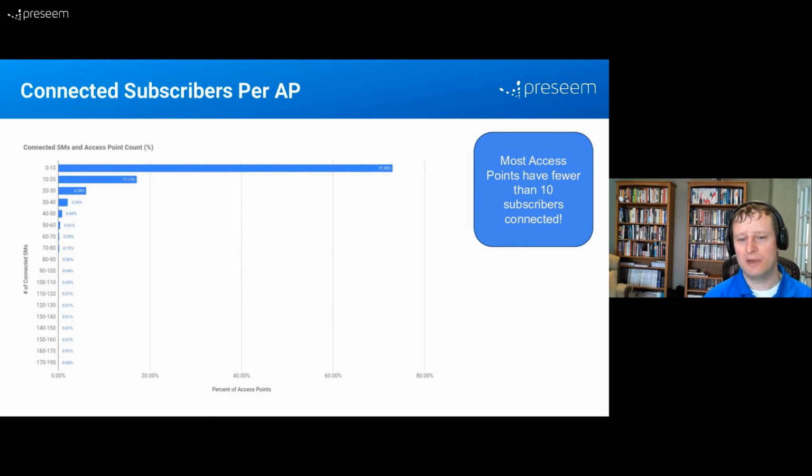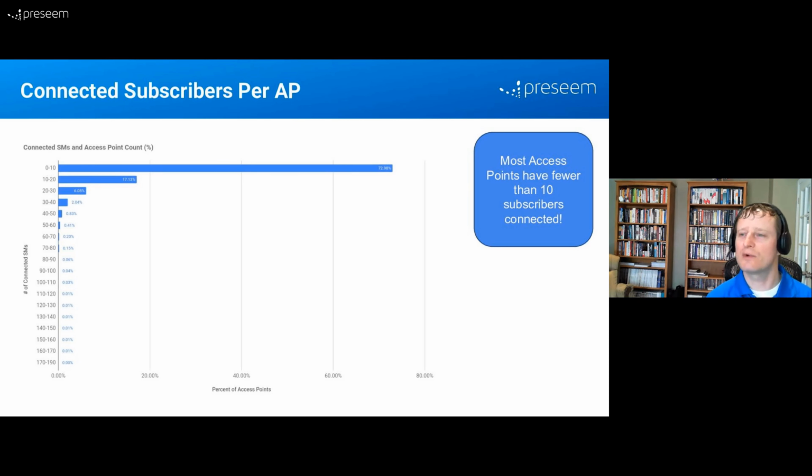Connected subscribers by AP. This is simply the number of radios, basically, that are connected to an access point. This one was, I think, in the second edition of the report. It might have been in the first one. I was certainly surprised the first time I saw it. I was surprised to see that more than 73% of access points have fewer than 10 subscribers attached.